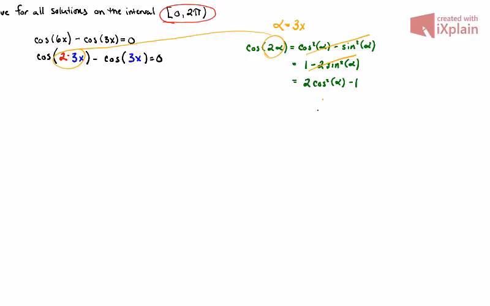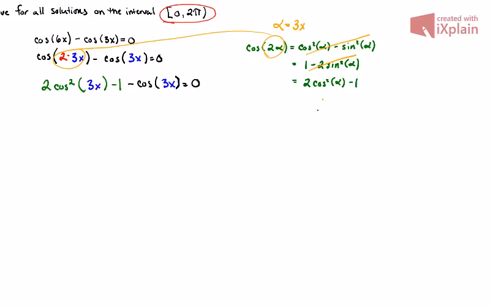So I'm going to go ahead and rewrite this. This is going to become 2 times the cosine squared of 3x minus 1, and then minus that cosine of 3x is equal to 0.